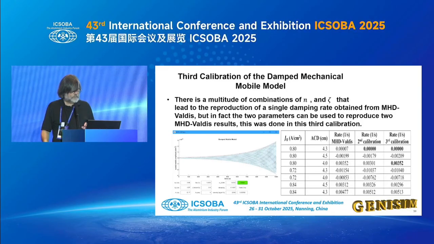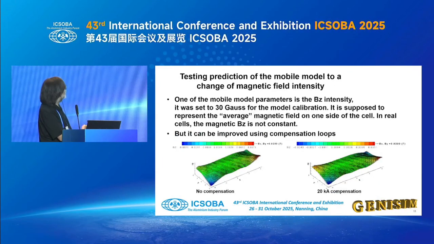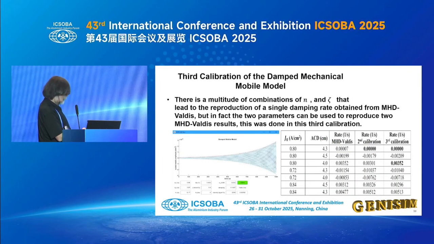The calibration, what is done: you calibrate the two parameters, the position of the center of gravity and the friction, and you can reproduce this. So this column here is the MHD Valdez result for the stability, the damping rate of the wave. And this is a calibration that I presented already. This is a new calibration. And now I'm perfectly reproducing two values, but on average I'm very close to reproducing all the data produced by MHD Valdez.